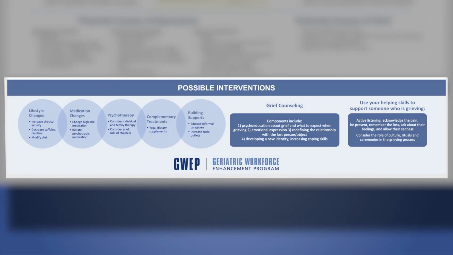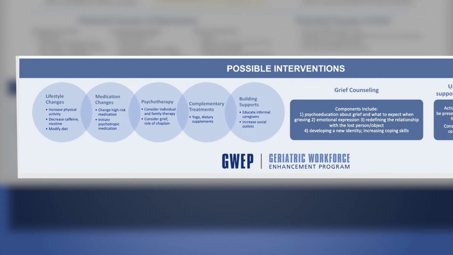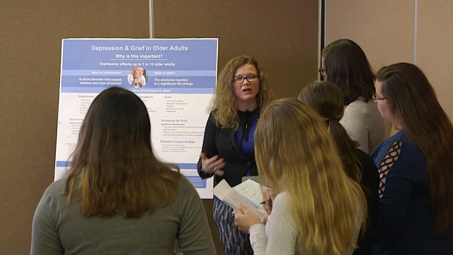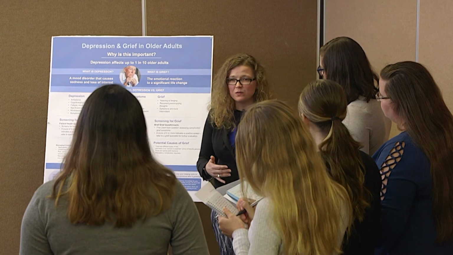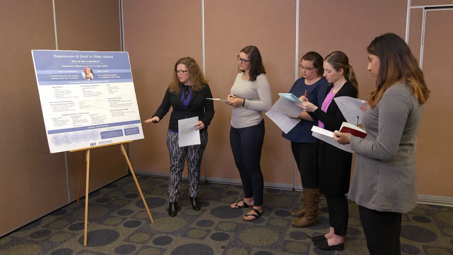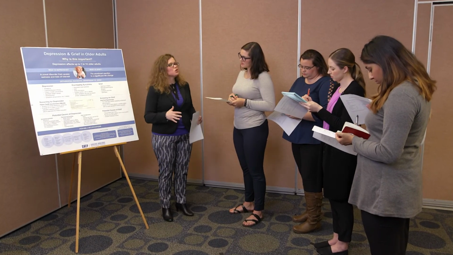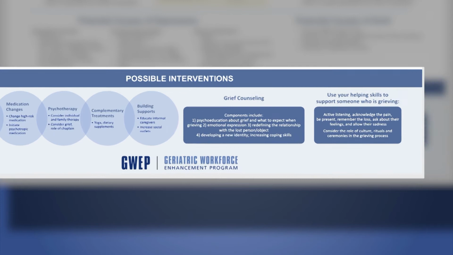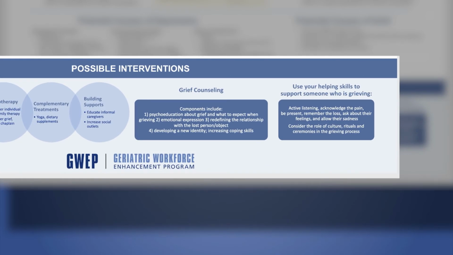Regarding interventions for depression, lifestyle changes, changes in medication, psychotherapy, including individual or family therapy groups, different things like that, and building supports, educating the family and informal caregivers on what depression looks like and how it manifests among older adults, in addition to just building up support systems. Silver Sneakers is a great option. And then regarding grief, we have 2 main outlets to really turn to, and one is grief counseling, which focuses and hones in on working through the grief process. And then using the help of other supports, using our helping skills to support them through that overall process.